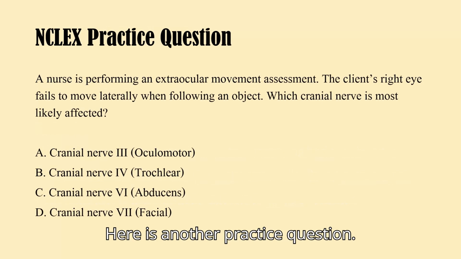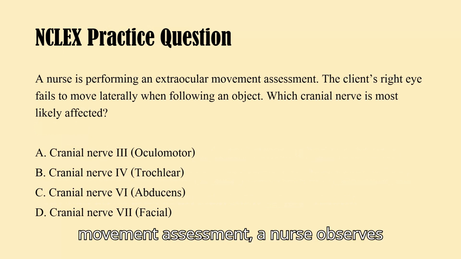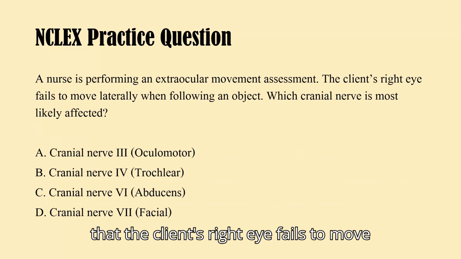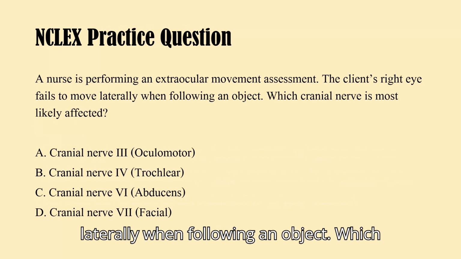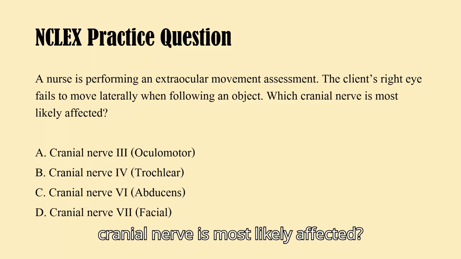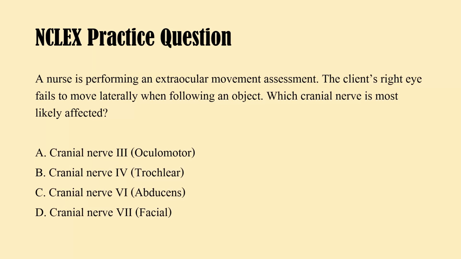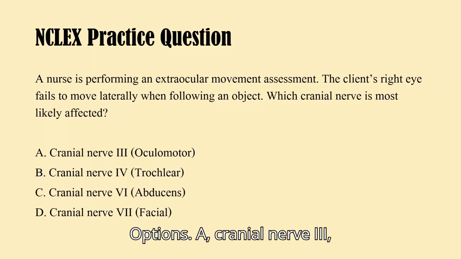Here is another practice question. Scenario: during an extraocular movement assessment, a nurse observes that the client's right eye fails to move laterally when following an object. Which cranial nerve is most likely affected? Options: A. Cranial nerve 3, oculomotor. B. Cranial nerve 4, trochlear. C. Cranial nerve 6, abducens. D. Cranial nerve 7, facial.